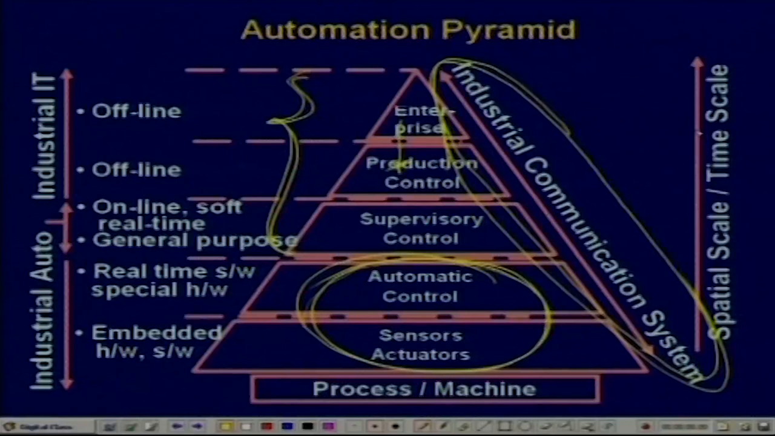Then there is a spatial and time scale difference among the layers. While the sensors and actuators look only at a part of a machine, but look at it in great time resolution, as you go up, the layers of automation at those levels look at much bigger geographical areas. First, it talks about unit control, where one piece of equipment is looked at. Then you talk about group level control, where groups of equipment are looked at. Then you can talk about shop level control, factory level control, and so on. And finally, enterprise level control.